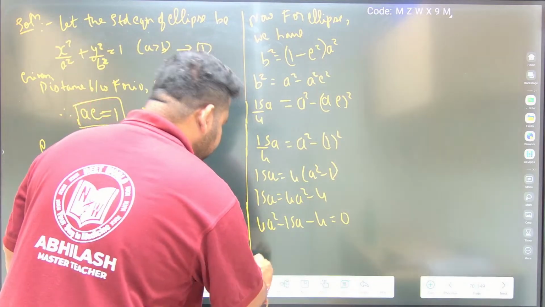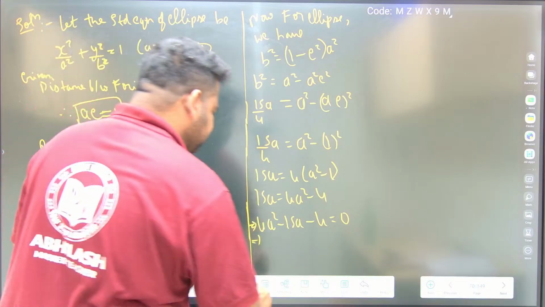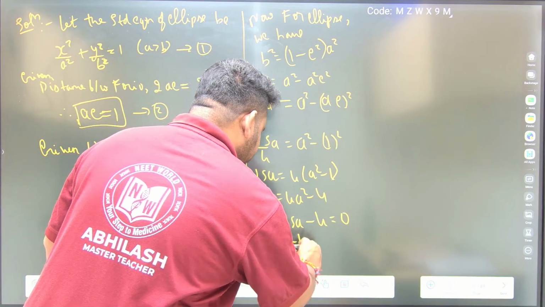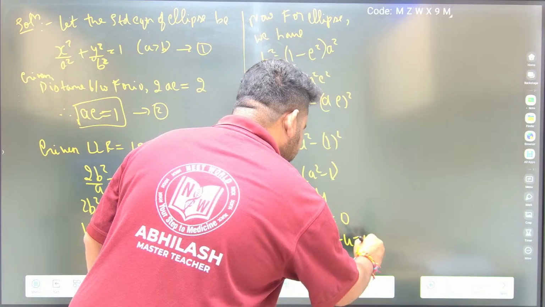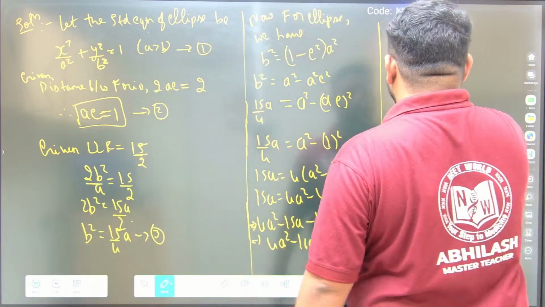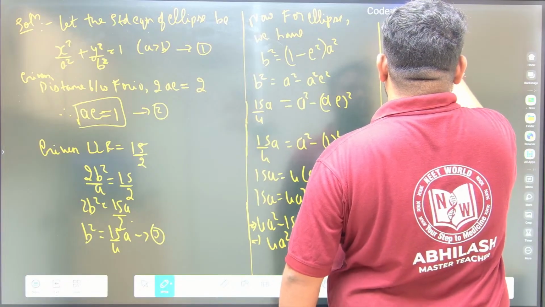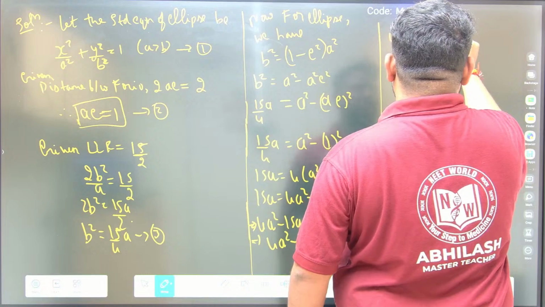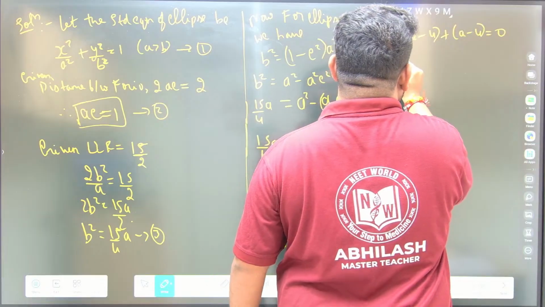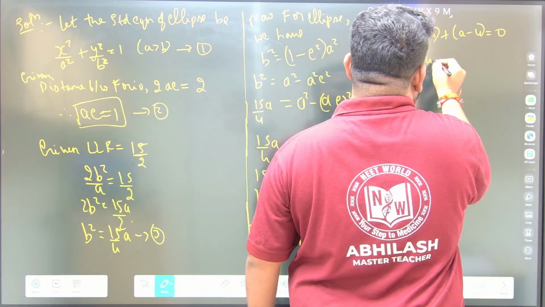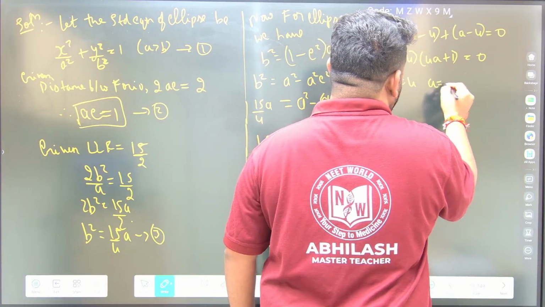Now this I can further simplify. I can solve the quadratic equation in a. So 4a square minus 16a plus a minus 4 is equal to 0. Here I can take 4a common, so this will become a minus 4, plus a minus 4 is equal to 0. I'll have a minus 4 into 4a plus 1 is equal to 0. That will give us a is equal to 4, a is equal to minus 1 by 4.